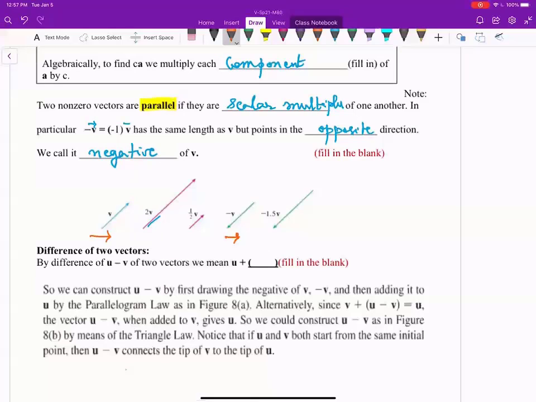The difference between two vectors. By the difference u minus v of two vectors, we mean u plus negative v. So we can construct u minus v by first drawing the negative of v, and then adding it to the vector u by the parallelogram law, as in figure 8a.